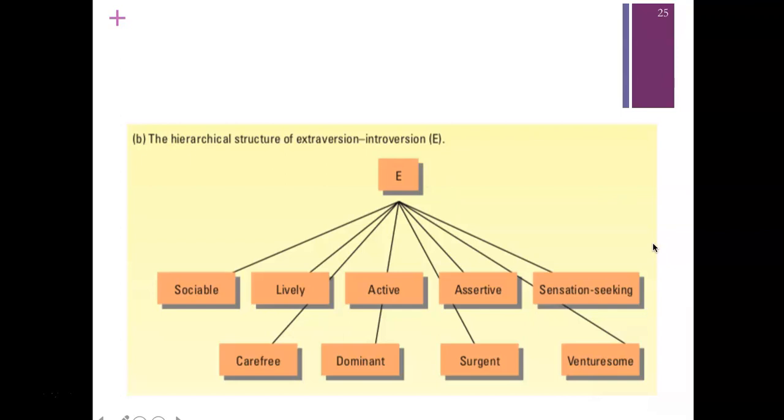When we take a look at the structure for extroversion and introversion, this is something most people are typically more familiar with. We know these terms a little better here. So extroversion is a level 1 trait, and we can see some of the level 2 traits, some of the level 3 traits, and the level 4 traits, of course, would be the specific behaviors that are associated with this. So it might be going to parties, meeting new people, so on and so forth.